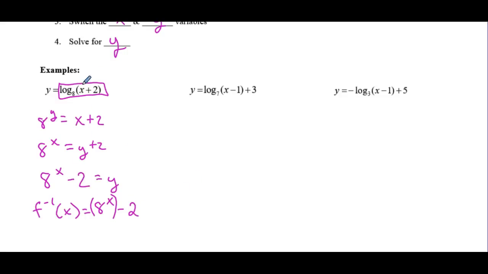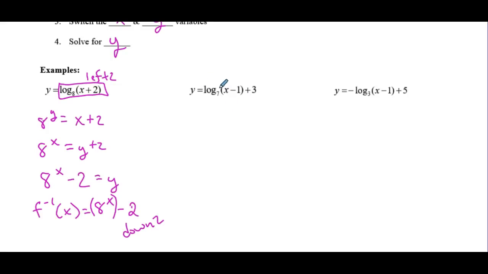But if we think about what's happening here, right? If in this log function, this translation is left 2, right? It's going backwards 2 in a negative direction. But when we switch x and y's, the horizontal movement will become our vertical movement. And this is telling me that this exponential will go down 2. So left 2 now becomes down 2. And you should understand that those are reciprocal moves.